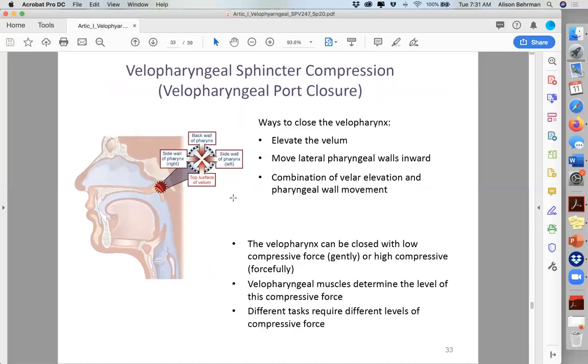Note on slide 33 that the velum can be closed primarily by elevation of the velum, as well as by constriction of the pharyngeal walls, and also with both movements together. Furthermore, closure of the velopharyngeal port can be very firm or very gentle, depending upon the force of the airflow. Some speech sounds, like the P of Paul and the D of dome, require firmer closure than others because you're building up air pressure in your mouth. They require firmer closure than, let's say, "ah."